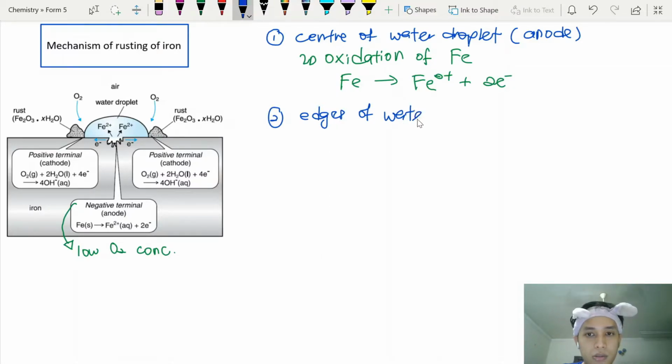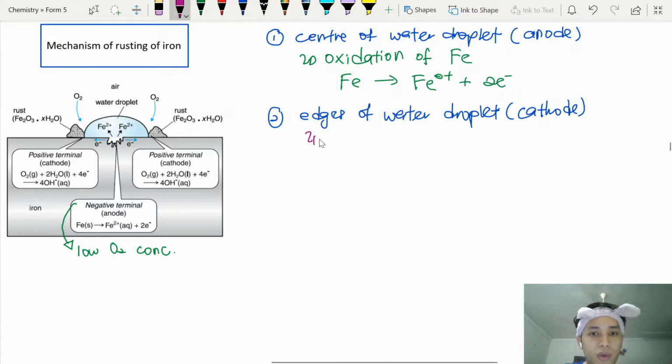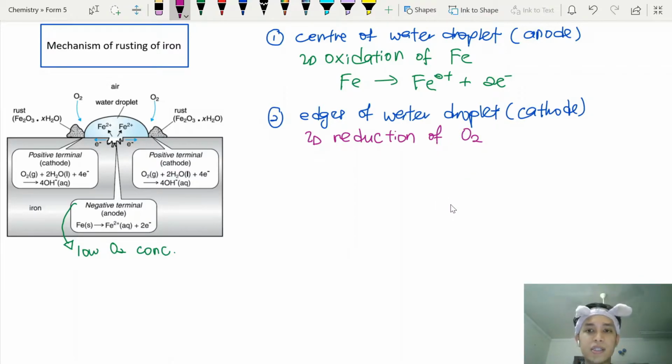Alright, so during this part, this is your cathode. Remember, this is a redox reaction, so you must know where your anode is and where your cathode is. Here, remember if it's the cathode, it's going to be reduction. But we are reducing the oxygen.